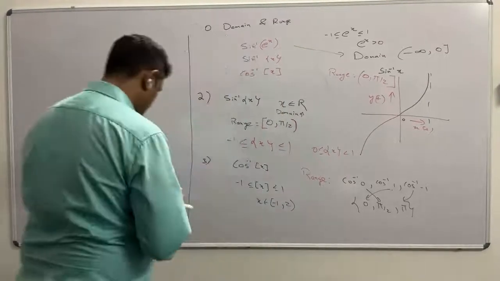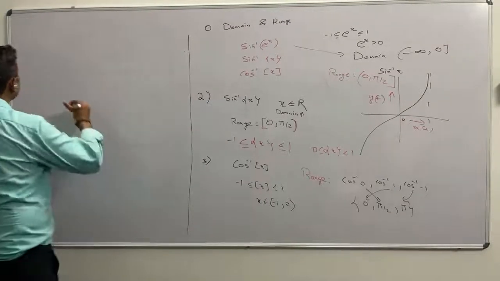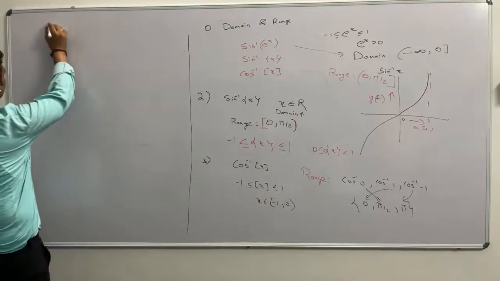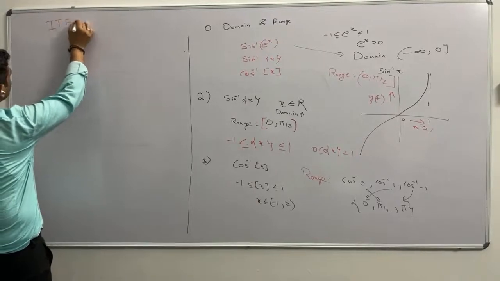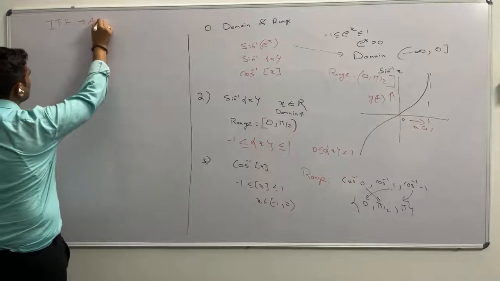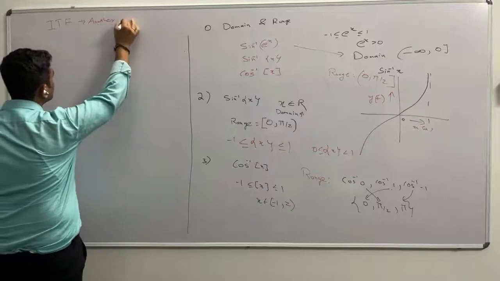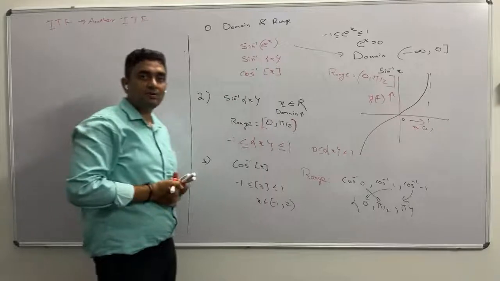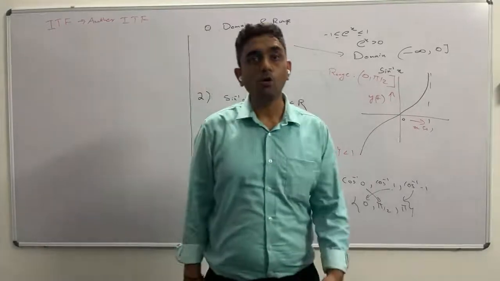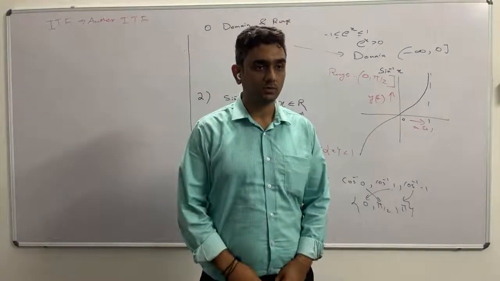So next thing we are going to see is how to convert one type of ITF to another ITF. That means if I have been given sine inverse, how can I convert the sine inverse to cos inverse?